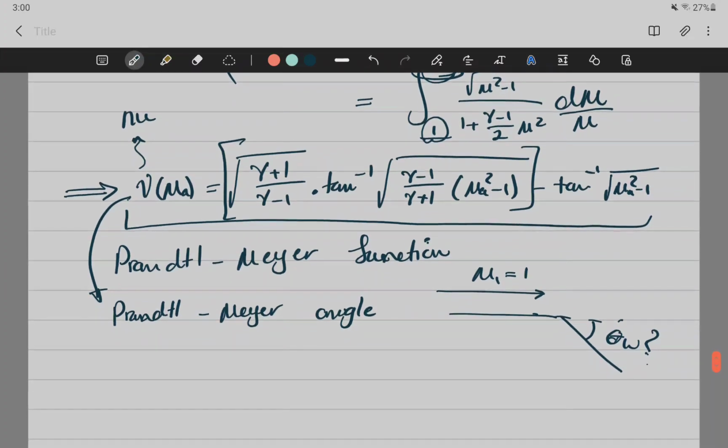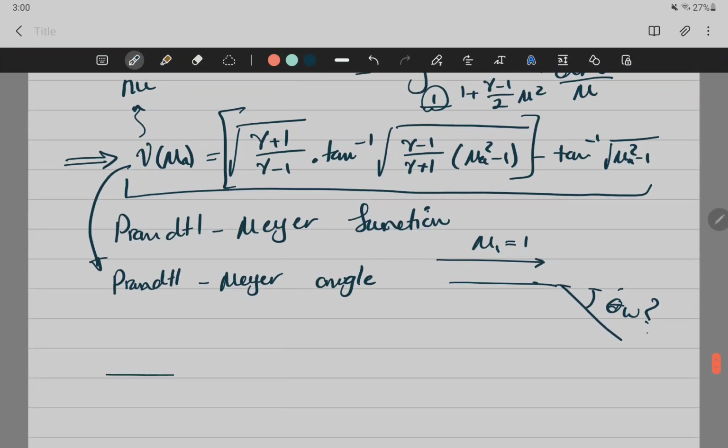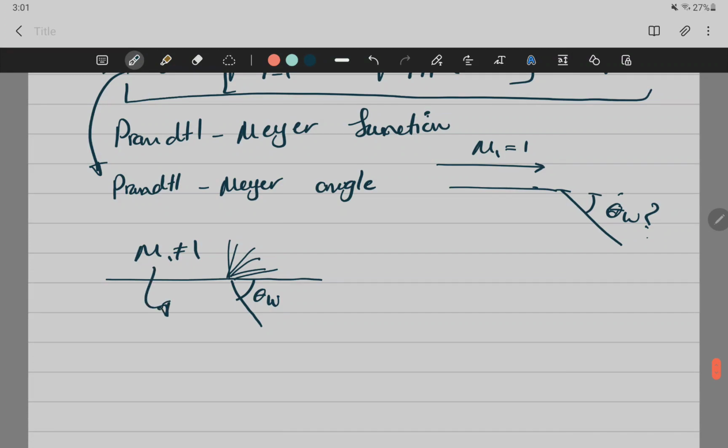Okay. So what if your incoming flow is not a sonic flow? Can you have supersonic? Yeah. And you can also have subsonic. So not just one, not sonic, which means that your Prandtl-Meyer angle is non-zero. You already have this angle, theta of wall.